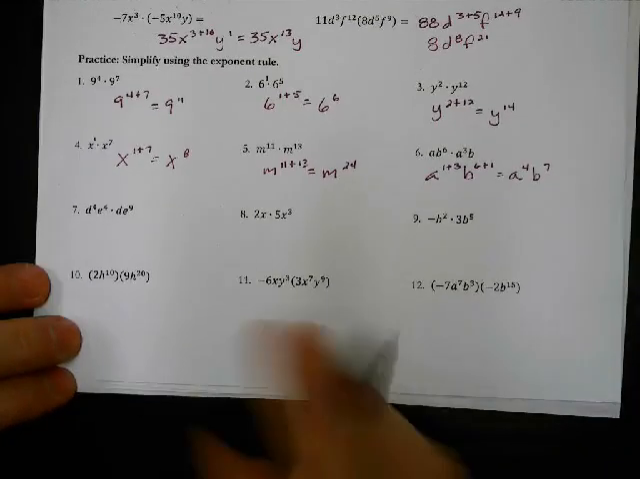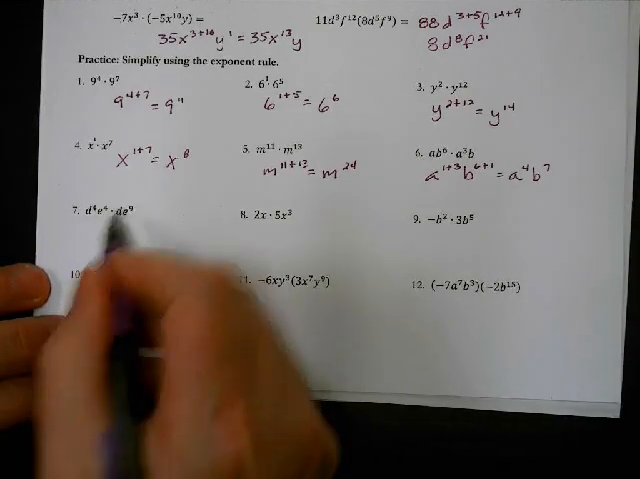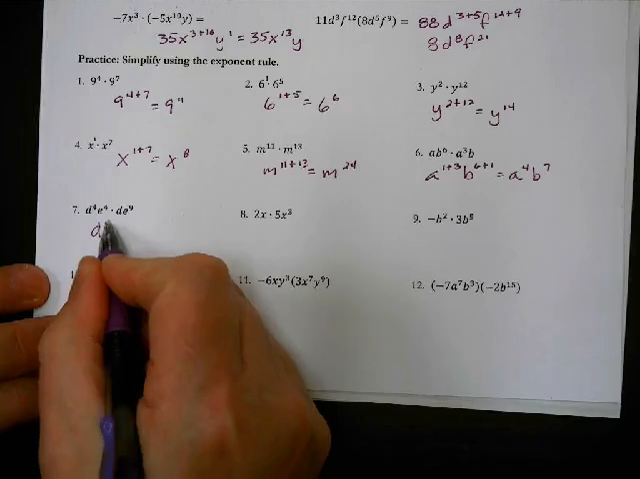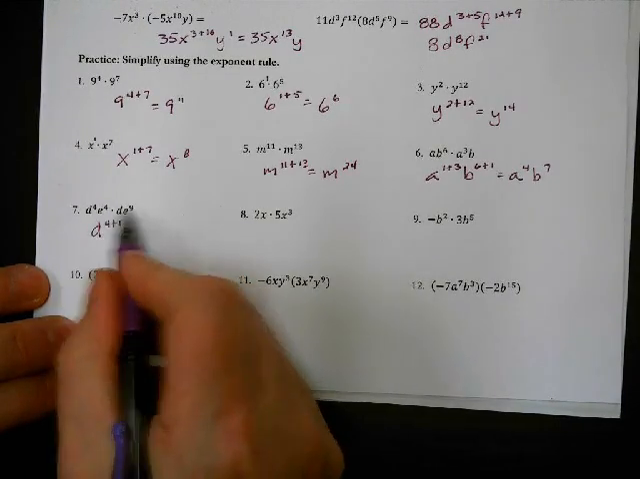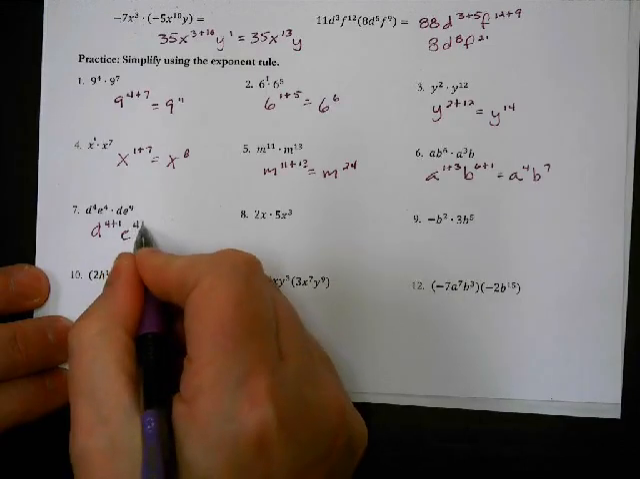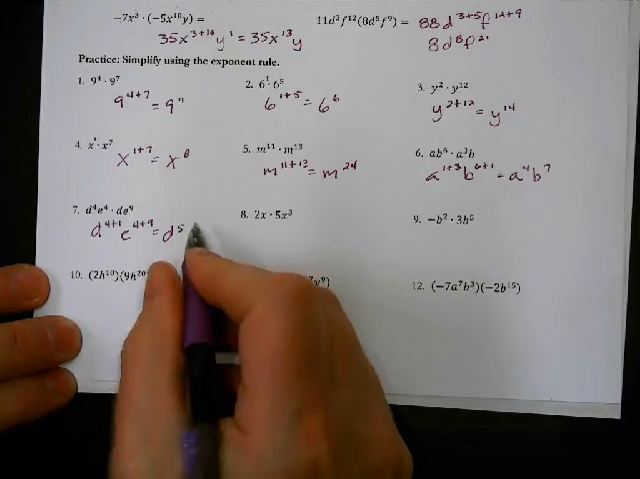Next one, d to the 4th and d to the 1st. So that'd be d to the 4 plus 1. And then e to the 4 plus 9. That gives me d to the 5th, e to the 13th.